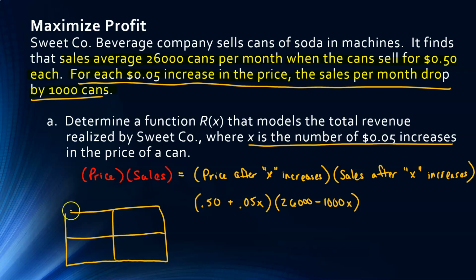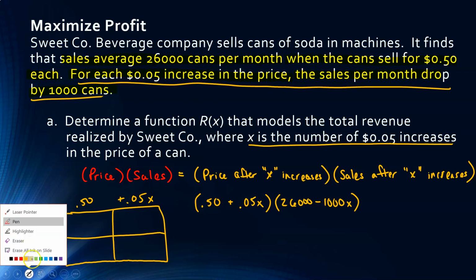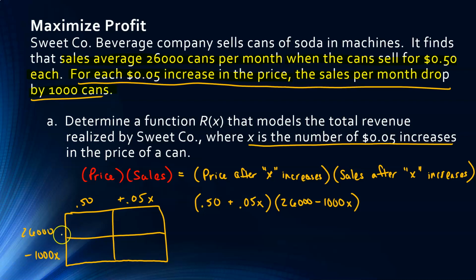I want to get some rather large numbers, and so that's why my box is kind of wide here. So we would have 50 cents plus 0.05x on one side, and 26,000 minus 1,000x on the other side. And so when we multiply these together, 26,000 times 50 cents, or 26,000 times 0.5, would be 13,000. 26,000 times 0.05 would be 1,300, so that would be 1,300x.